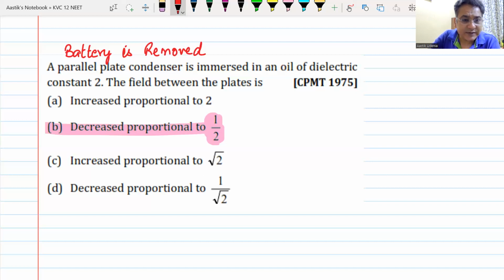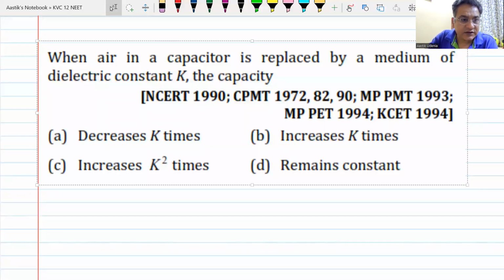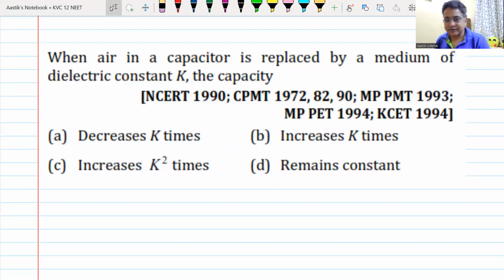These are the type of questions that are going to appear in the exam. Are we ready for them? Then this question. The question comes on your screen. Tell me the answer now.